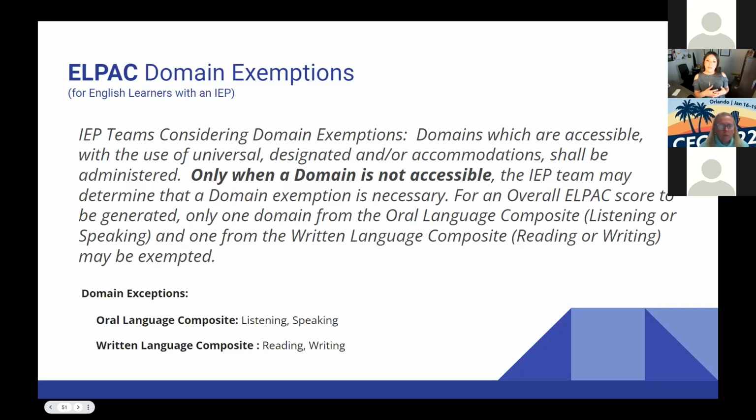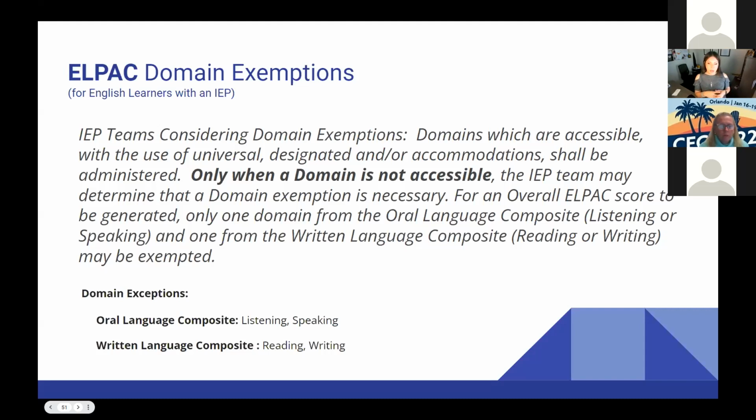an IEP, the IEP might come to the point where, after considering all assistive technology supports, all accessibility resources as they relate to assessment and to classroom instruction, the IEP team might come to a consensus that perhaps a domain exemption might be appropriate. So domains which are accessible with the use of universal supports, universal tools, designated supports, and accommodations shall be administered. However, only when a domain is not accessible may the IEP team determine that a domain exemption from one domain, only one, of the oral language composite and only one from the written language composite, reading or writing, may be exempted.